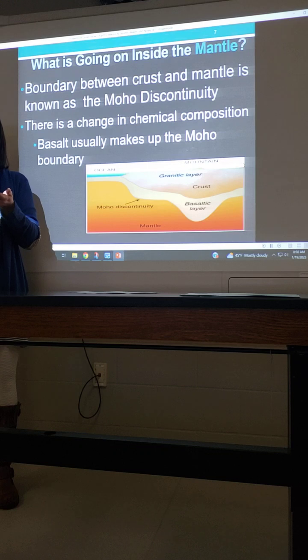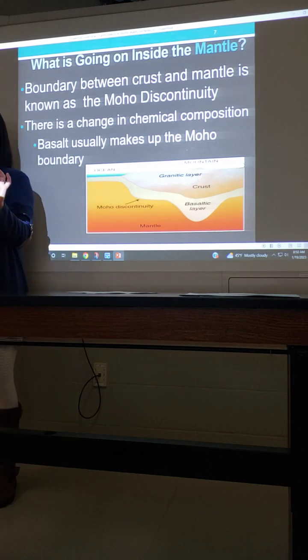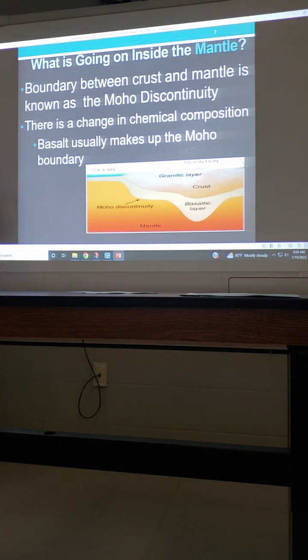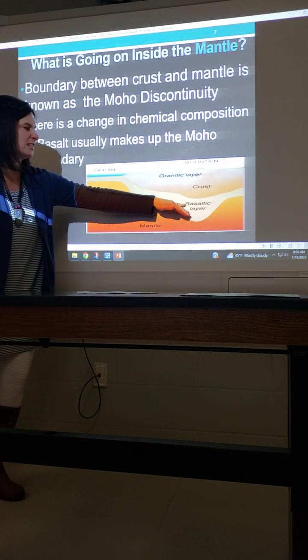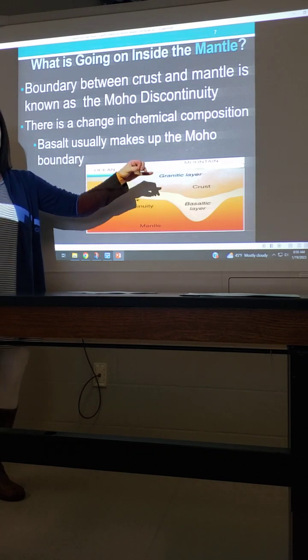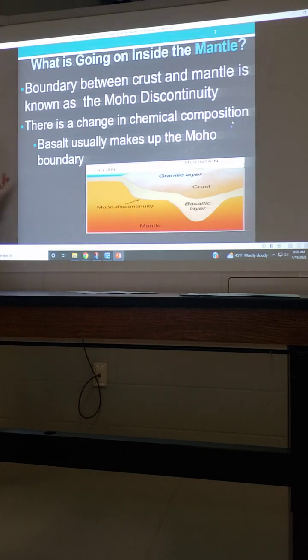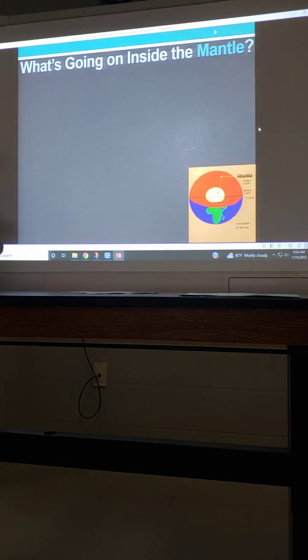To me, it's like the sauce in a pizza. If you have your crust, that's one area. If you have your sauce, that would be like the Moho boundary. And then you start your cheese and toppings. So it's kind of like a thin barrier between the toppings and the crust in a pizza. So here we have our crust, here we have our mantle, and then here we have this thin kind of saucy layer that we call the Moho. And that's your sauce.